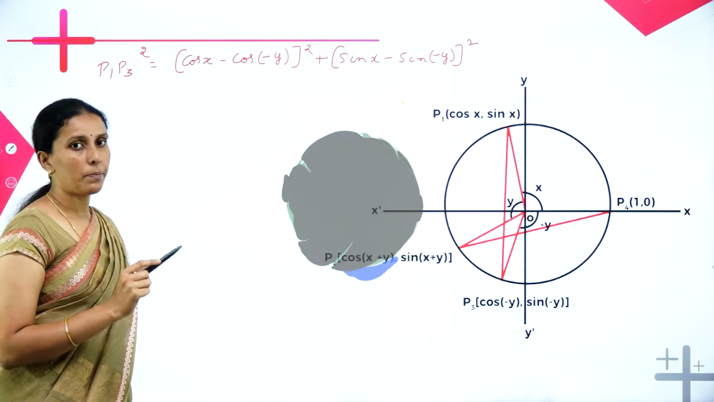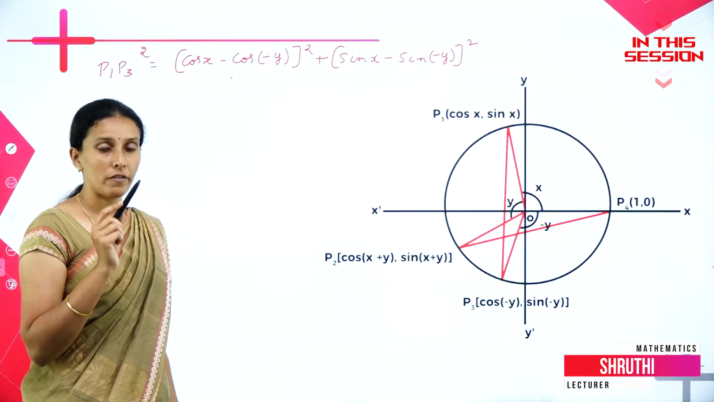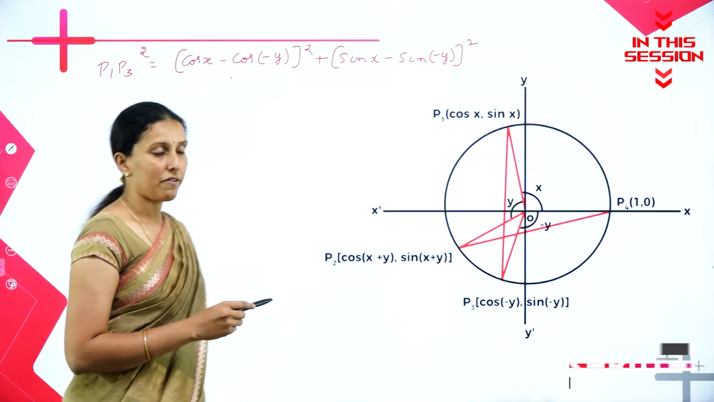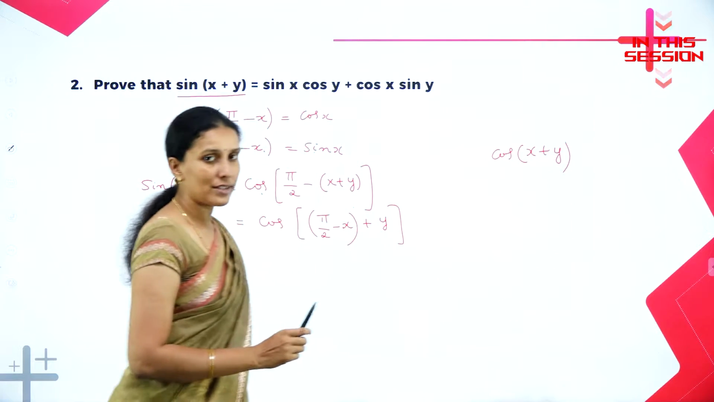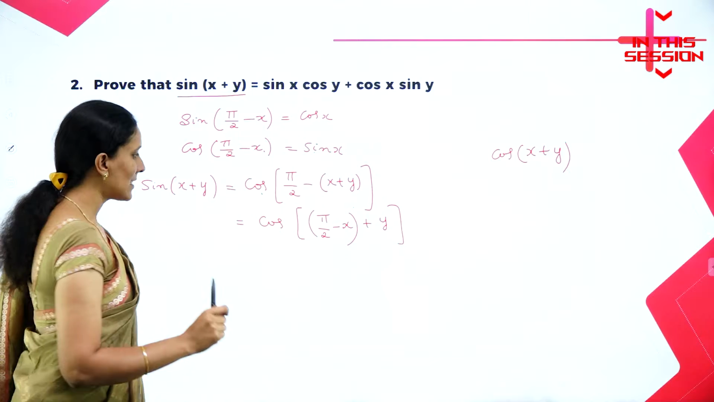We have seen from the property of sign of trigonometric functions that cos of a negative angle is always positive, whereas sine of a negative angle is the negative of the sine function. So what is the formula of cos x plus y? Cos x cos y minus sin x sin y.